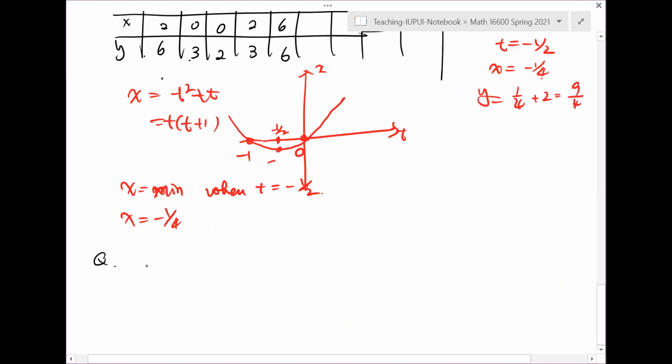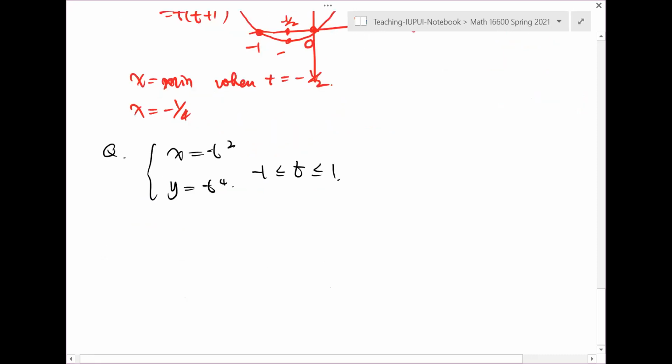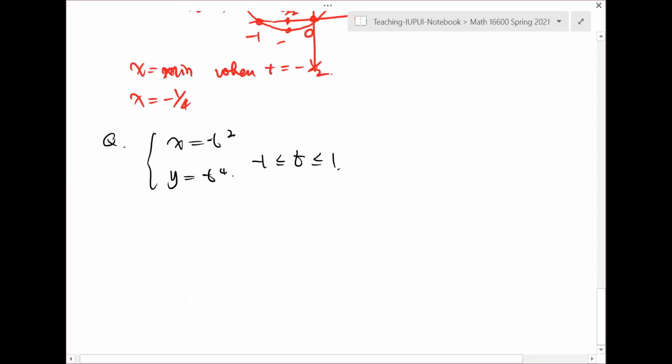So my next question is x equals t squared, y equals t to the 4th power, where t is between -1 and +1. Okay, let's sketch this graph. -1 and +1, so we only have 3 points here, right?